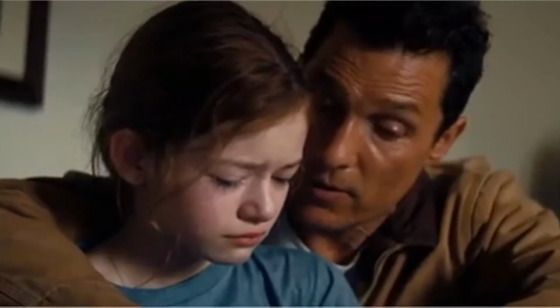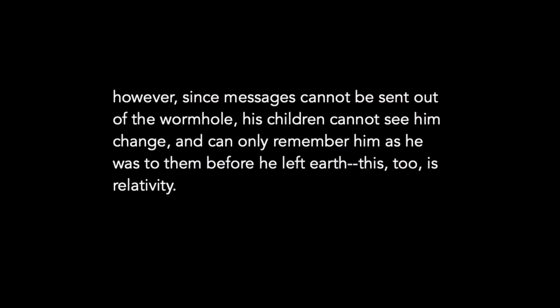He gave her a watch before he left Earth and told her that her watch would speed up so that by the time he got back to Earth, they would be the same age. She curses him for breaking this promise. Because messages can enter the wormhole, Cooper sees his children become adults in only a matter of hours. However, since messages cannot be sent out of the wormhole, his children cannot see him change and can only remember him as he was to them before he left Earth.